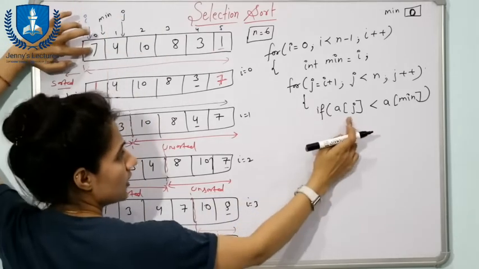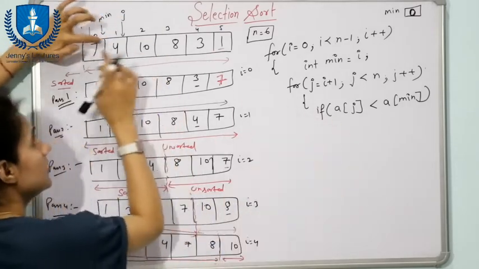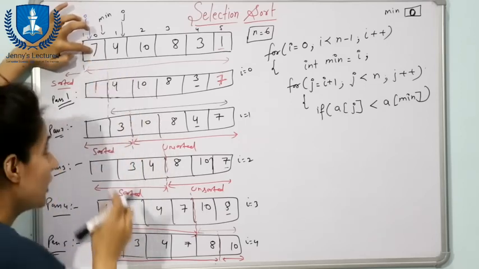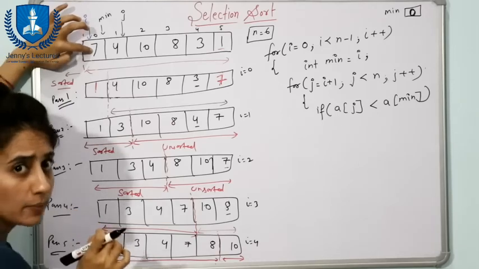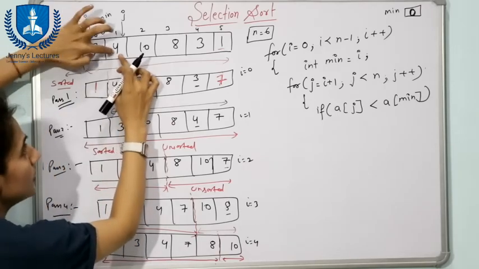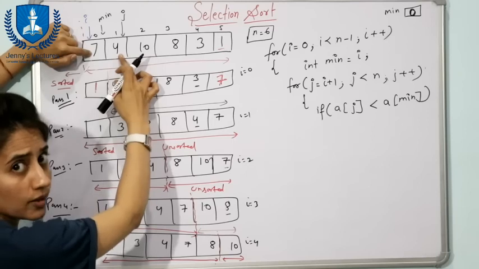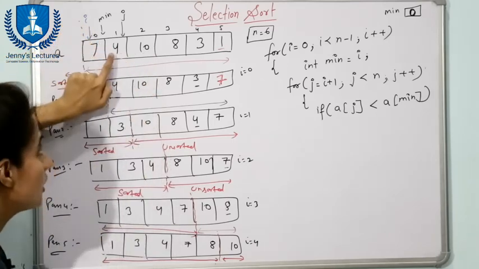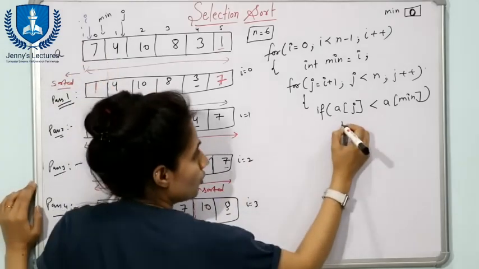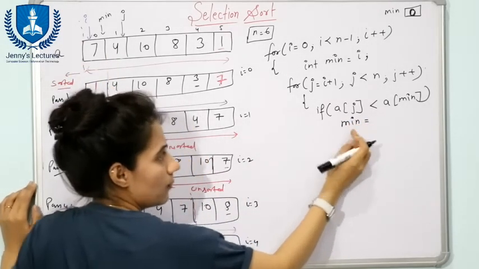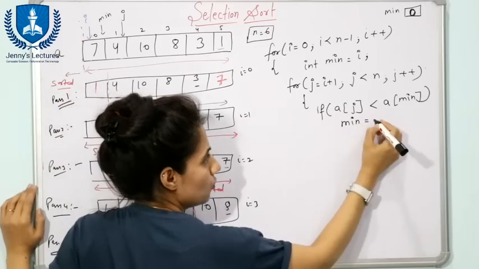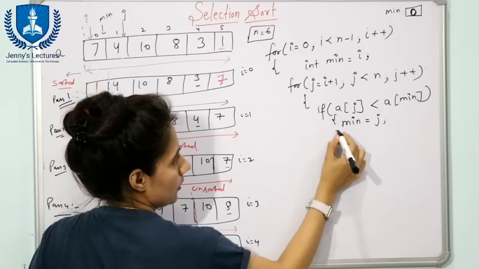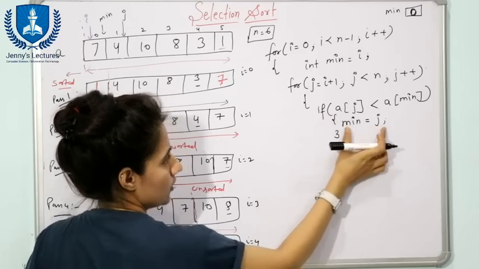If this condition is true, if this element is less than this element, then obviously the minimum element would be this one, right? At the start we considered this as the minimum element. But if you find an element less than the one we considered minimum in the start, then the minimum element would be updated. So this is now the minimum element. So what you will do? You will update this min variable, min is equal to j. In the if we have only one statement.